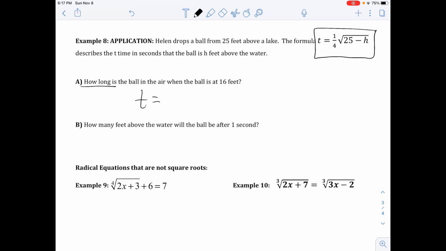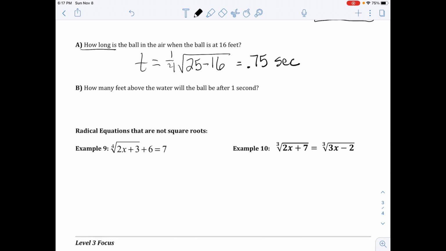So t equals 1 over 4 times the square root of 25, subtract, and now in place of h, we're going to put 16, because it says the ball's at 16 feet. And so now you're just going to simplify. 25 minus 16 is 9, root 9 is 3, 3 times 1/4 is 0.75. So very quickly the ball is into the water. 3/4 of a second, or 0.75 seconds.